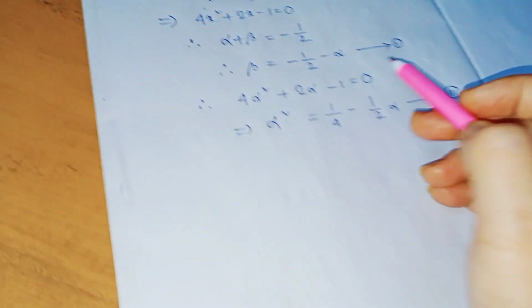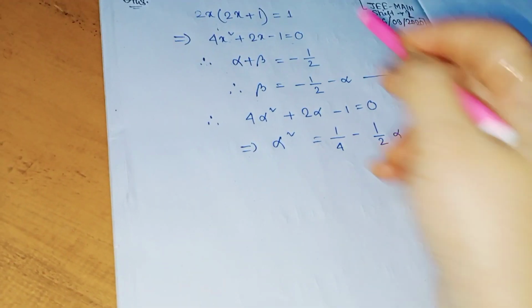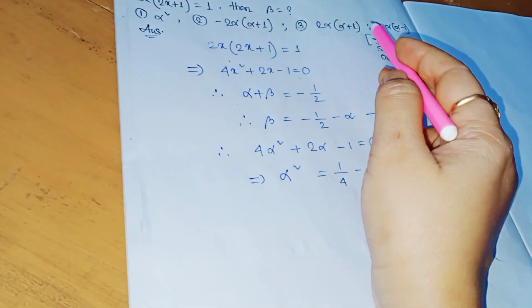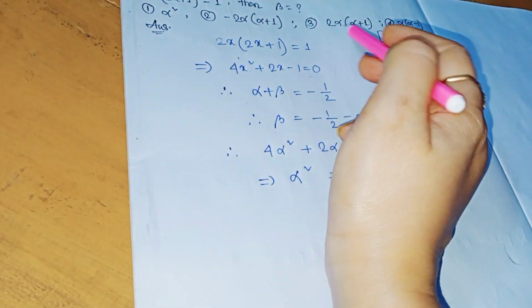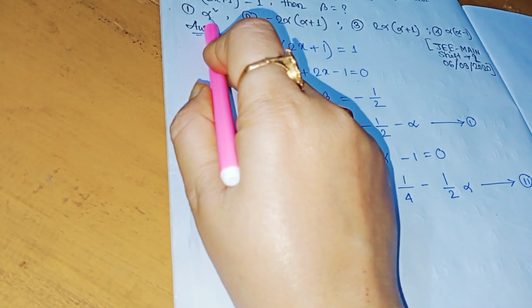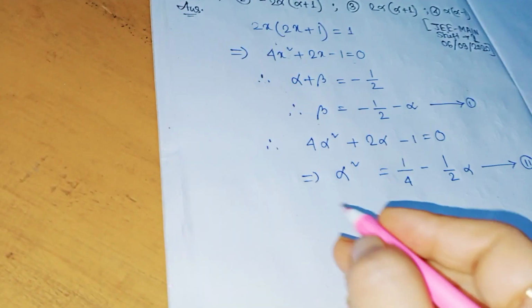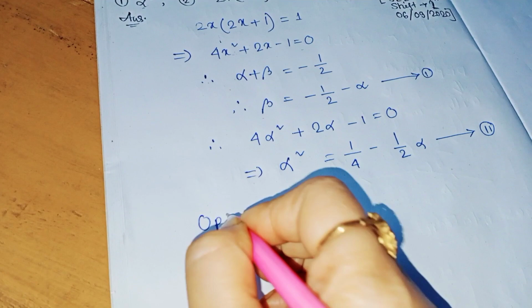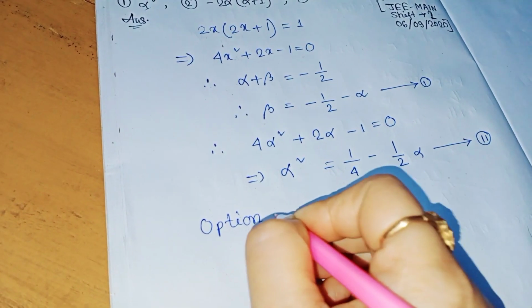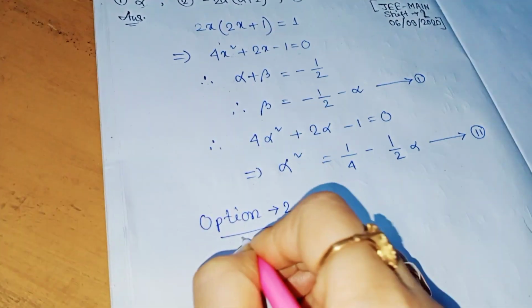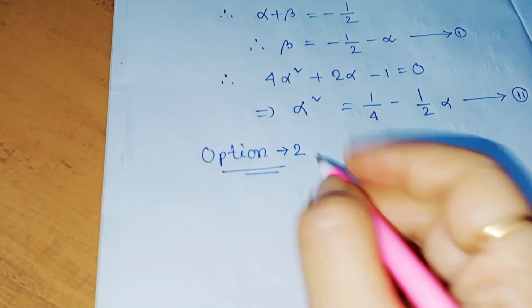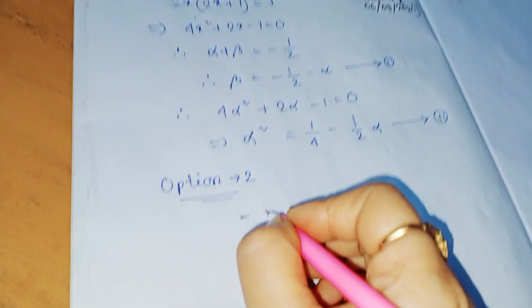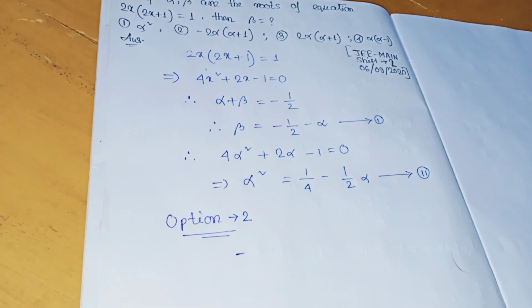Now this solution is not present in the options. So let's check the options by the backward method. At first, alpha square is not possible, so we check option 2. So let's check our option 2. Option 2 is minus 2 alpha.